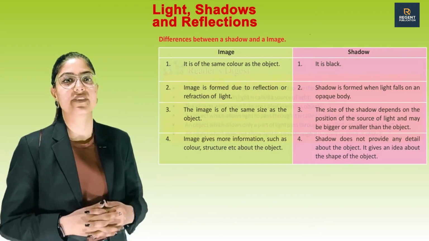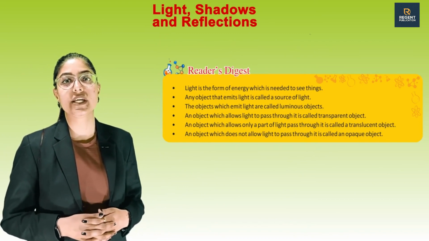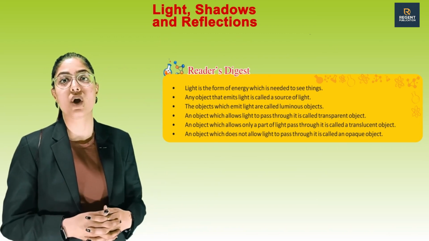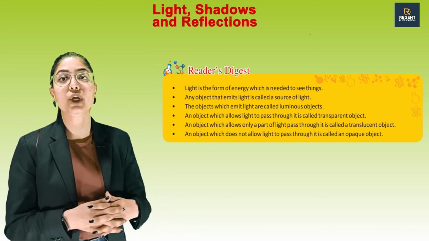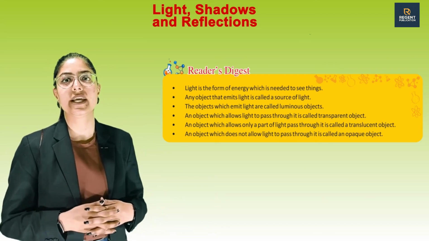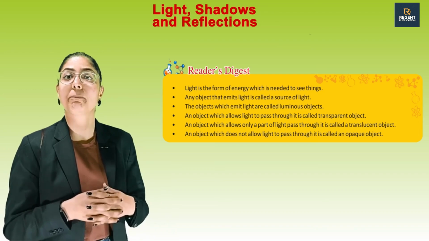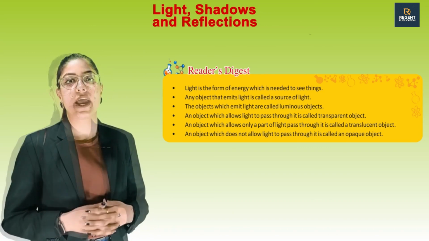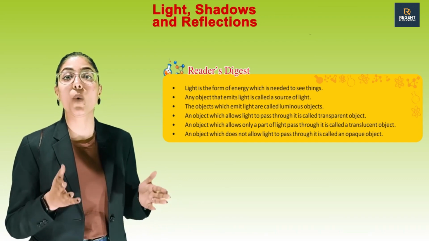Let's quickly revise with Reader's Digest. Light is the form of energy which is needed to see things. Any object that emits light is called a source of light. The objects which emit light are called luminous objects. An object which allows light to pass through it is called a transparent object. An object which allows only a part of light to pass through it is called a translucent object. An object which does not allow light to pass through it is called an opaque object.